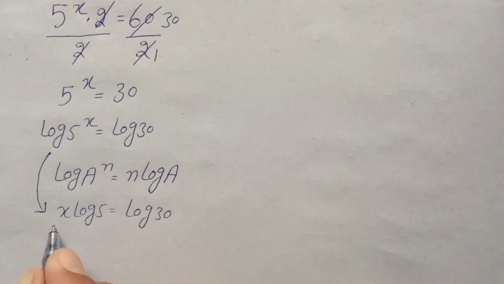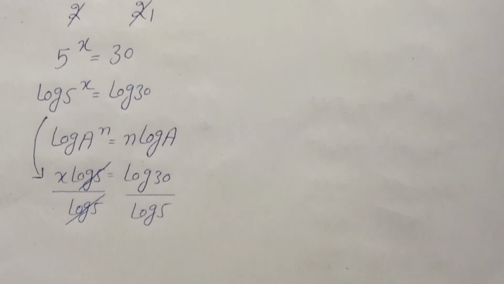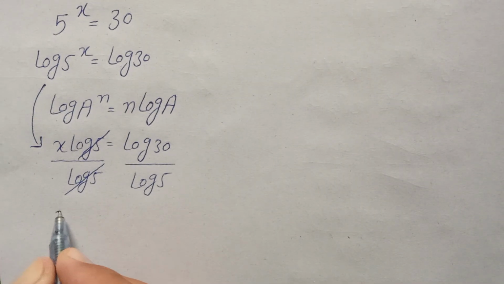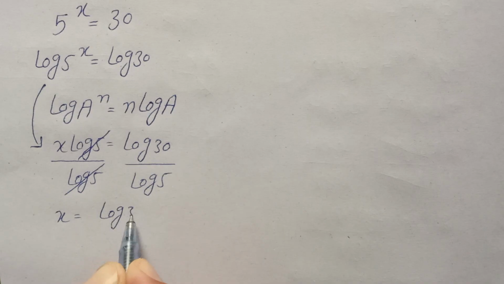Now I divide both sides by log 5. So I divide here and here. This log 5 can cancel with this log 5. So it becomes x is equal to log 30 divided by log 5.